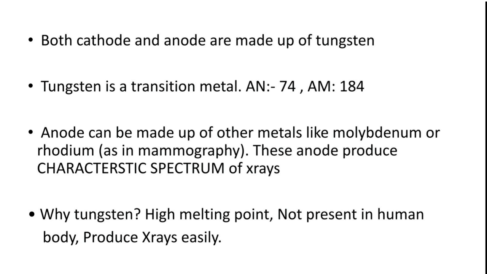Both cathode and anode are usually made up of tungsten. Tungsten is used because it has a high melting point. One exception to this is molybdenum anode, which is used in mammography. These anode produce more characteristic spectrum of X-rays, which is discussed later on in this video.